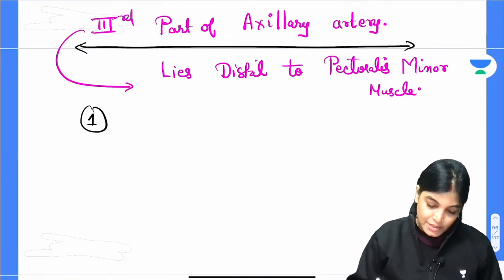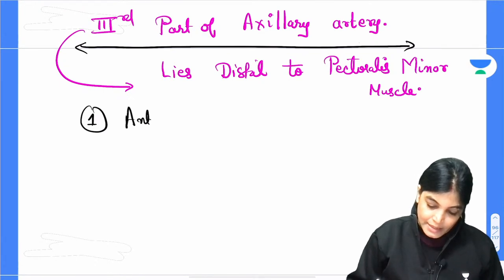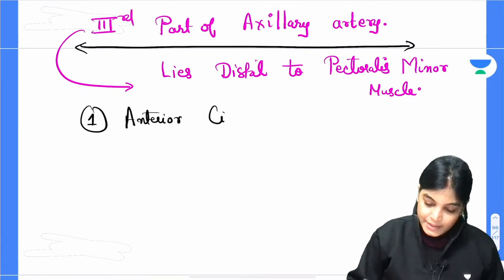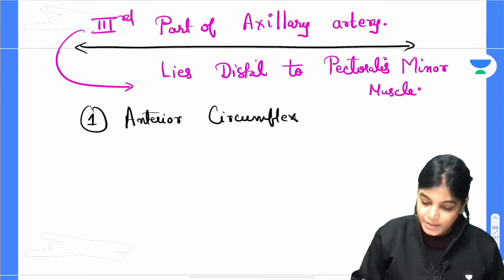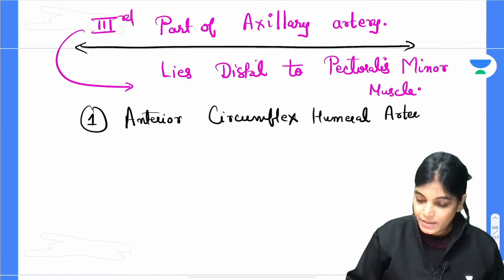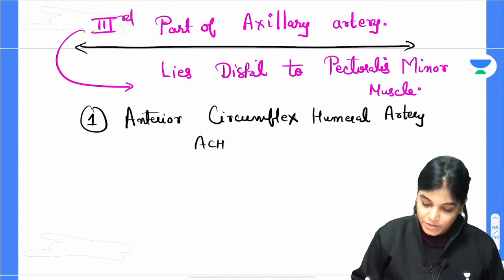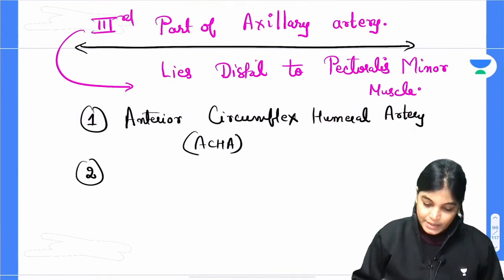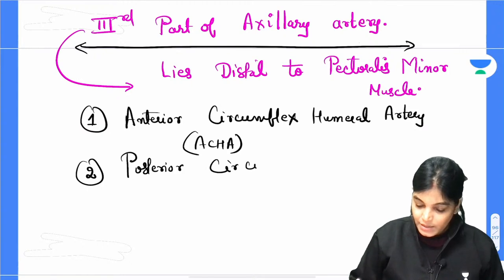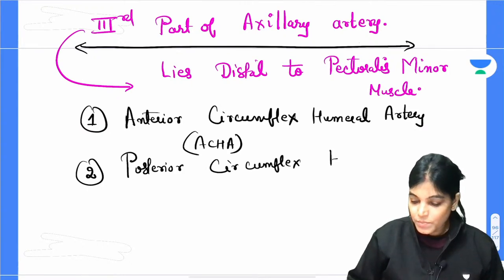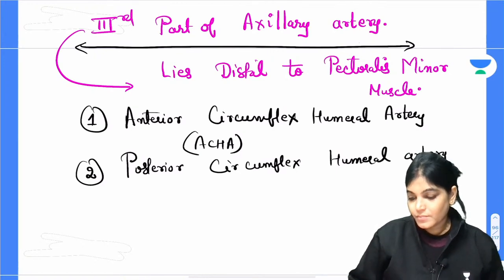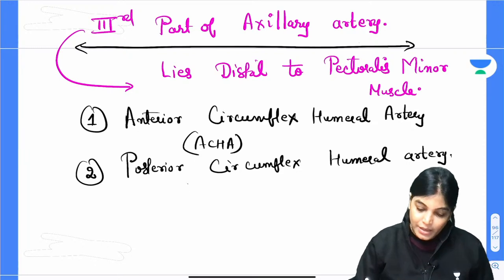The first branch is anterior circumflex humeral artery. The second is posterior circumflex humeral artery.